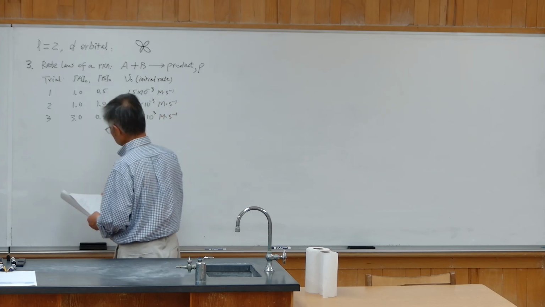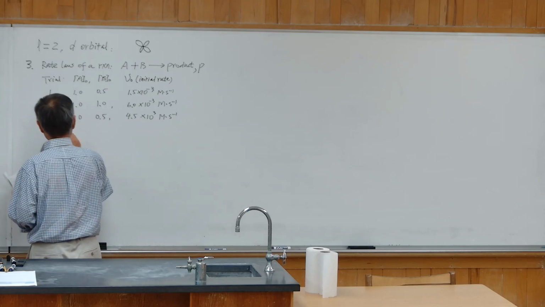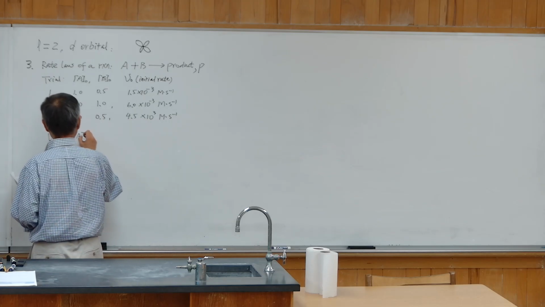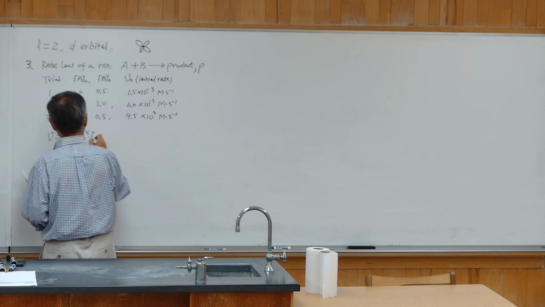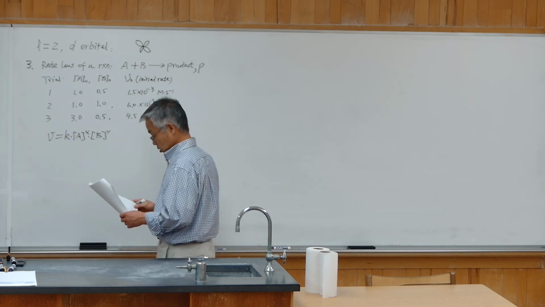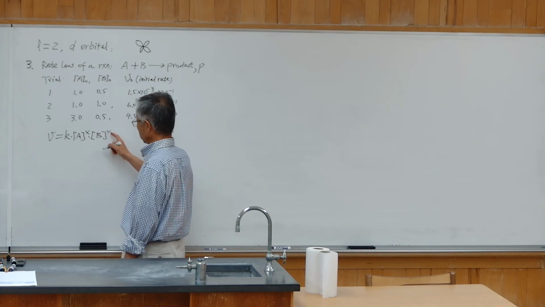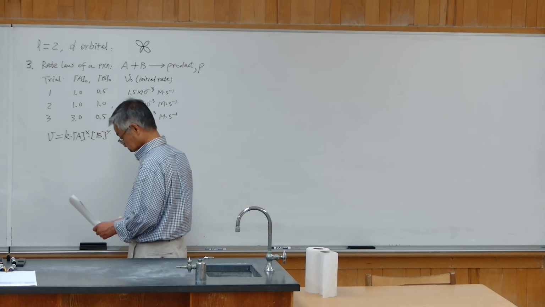Then what is the initial rate law? So the rate law will look like this: k, the rate constant, times A concentration raised to the x power, times B concentration raised to the y power. Then what is x? What is y? There is no z because there are only 2 reactants.